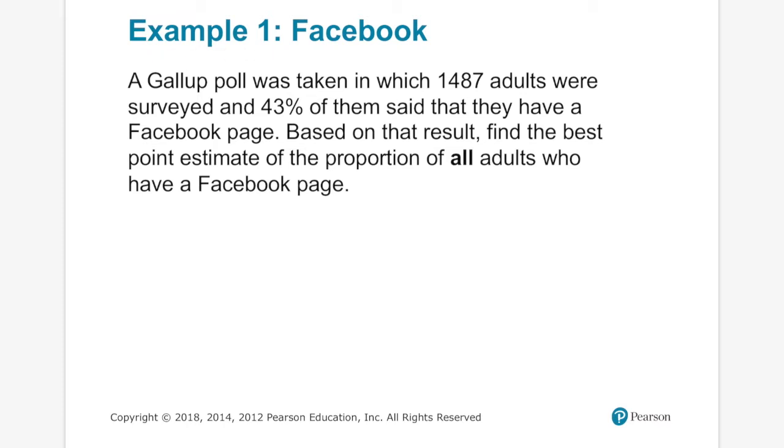Example 1. A poll was taken in which 1487 adults were surveyed, and 43% of them say that they have a Facebook page. Based on that result, find the best point estimate of the proportion of all adults who have a Facebook page. I want to find the best point estimate of the proportion of all adults. The proportion of all adults is the population proportion, which is P. The best point estimate of P is P hat.